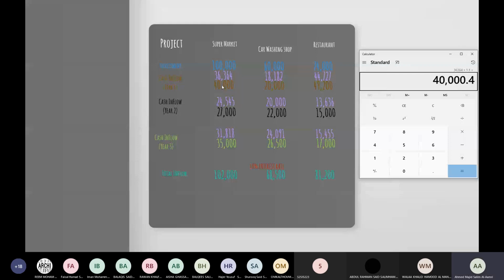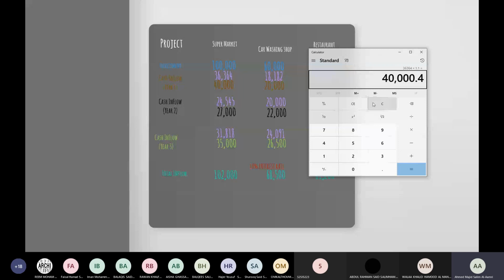Okay, so what we have done here, we try to do the same. So we got 40,000 divided by 1.1. This is 36,364. This is the future value. 40,000 is the future value. We need to get the current present value.